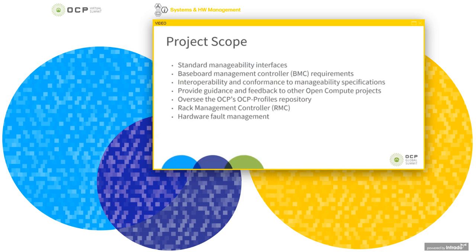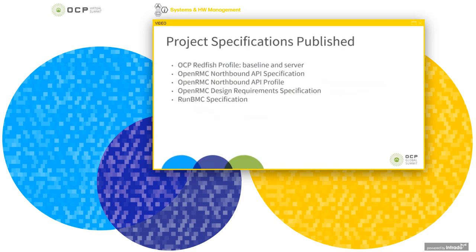It has been producing specs, and on the next slide, these are the already published specs. We have published the baseline and server OCP Redfish profiles. This provides the foundation for other projects to build their profiles on top of. From the OpenRMC sub-project, there are 3 specifications already published: the northbound API spec, as well as the profile that goes along with it.